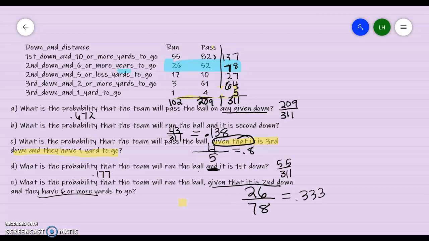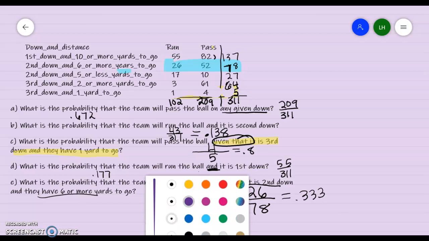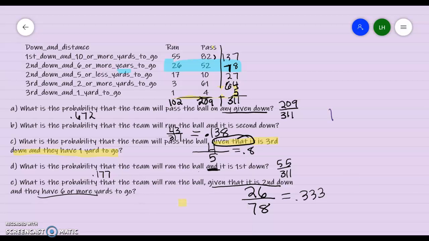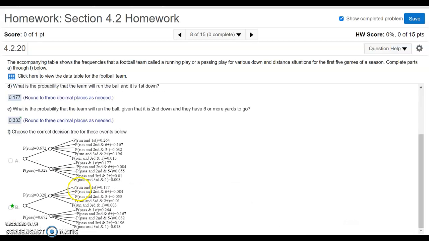Now the last part was they wanted to see a decision tree. Okay, well, let's think about it. We have 2 options. We can run or we can pass. The probability of running would be 102 out of 311, and the probability of passing would be 209 out of 311. So this one is 0.328, and this one is 0.672.